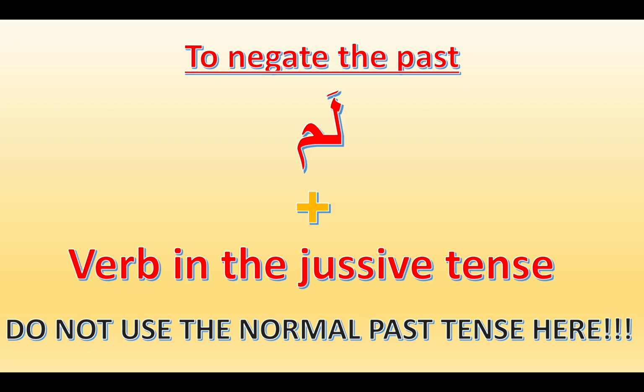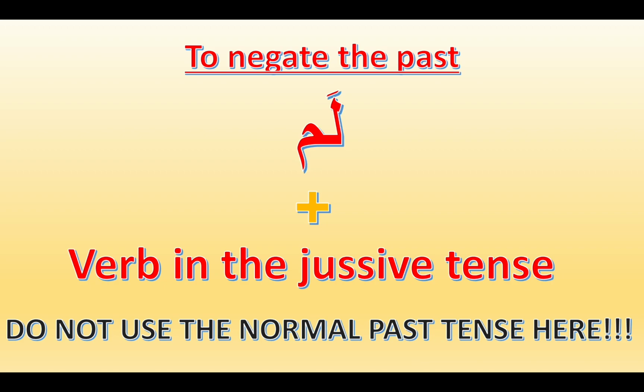In today's video, we're going to learn how to negate the past. Negating the past in Arabic is very different from English, as we use the word lam and then the verb in the jussive tense, which is a form of the present tense. We do not use the normal past tense here. So for example, we don't say لم ذهبت or لم كنت or لم رجعت.